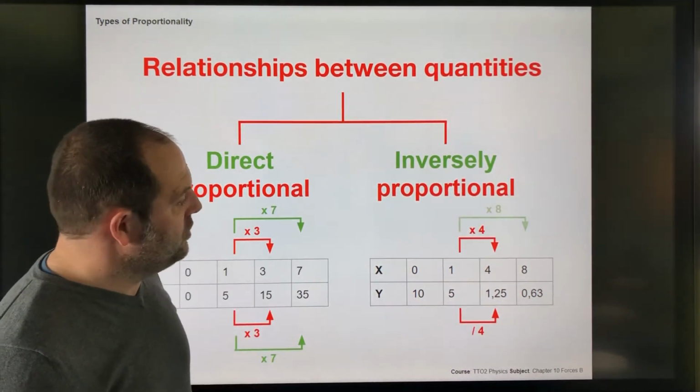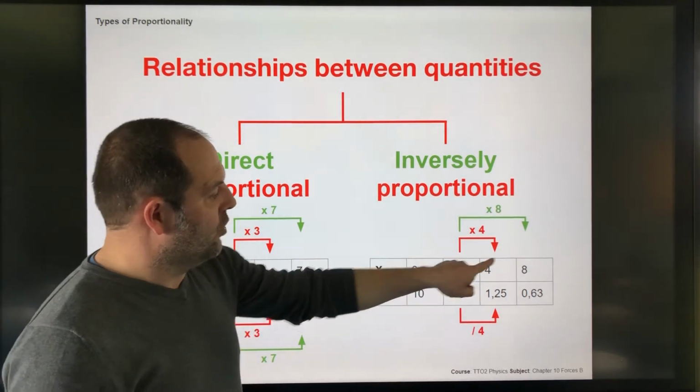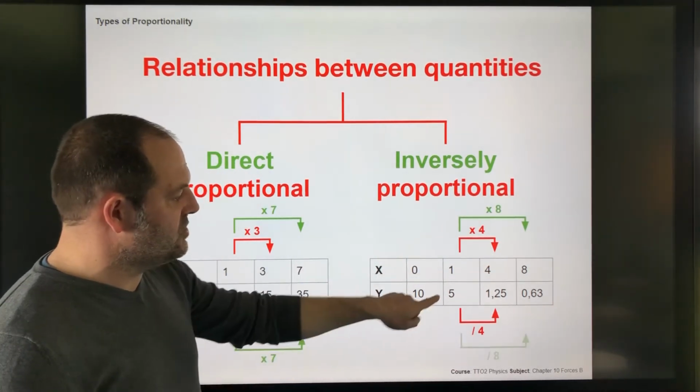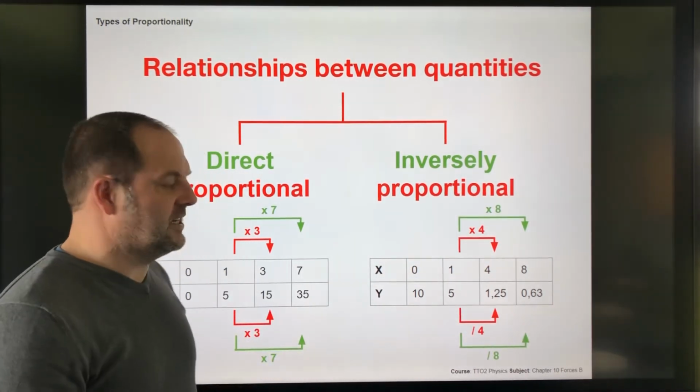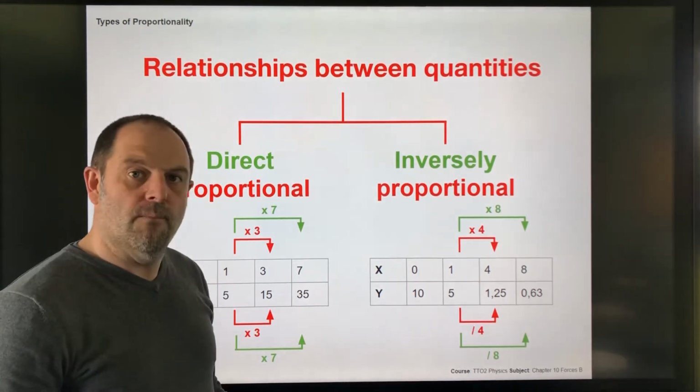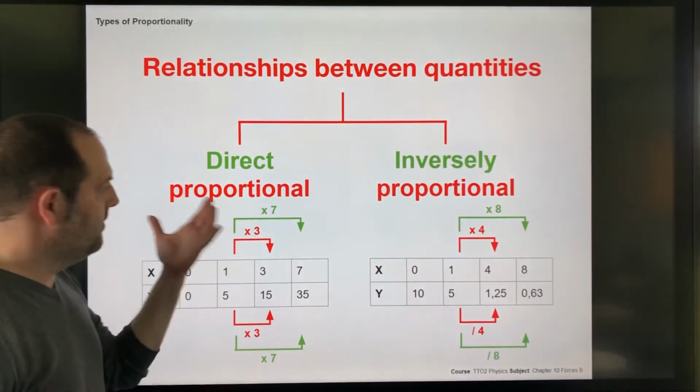Let's take another value. From 1 up to 8, it gets 8 times bigger, and you see from 5 to 0.63, it gets 8 times smaller. Inversely proportional, directly proportional.